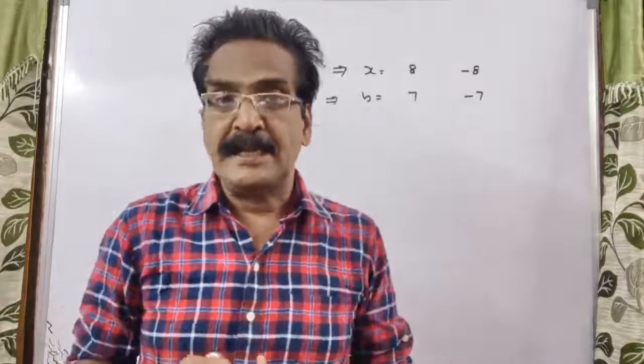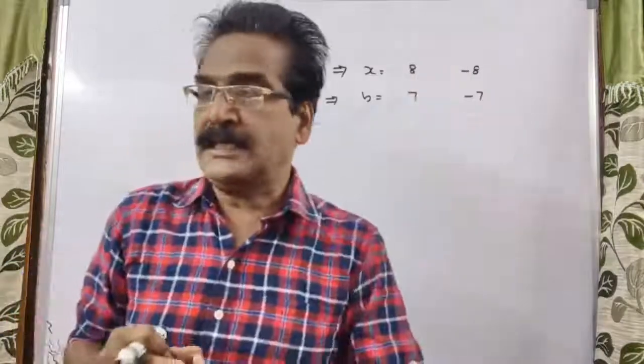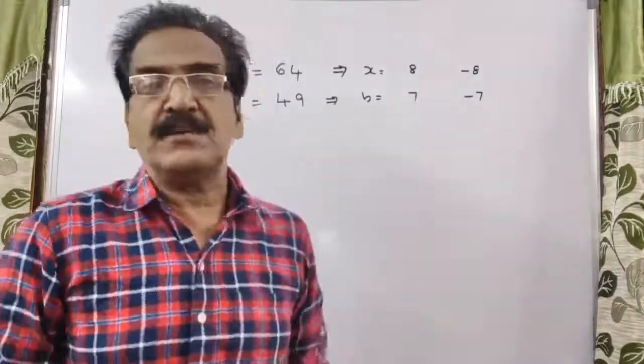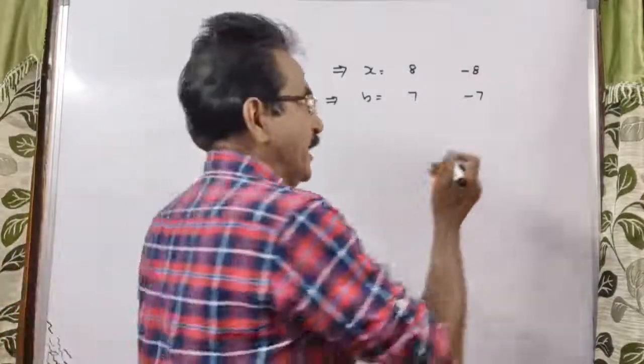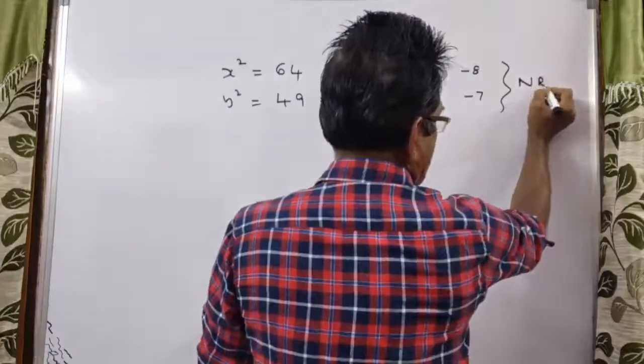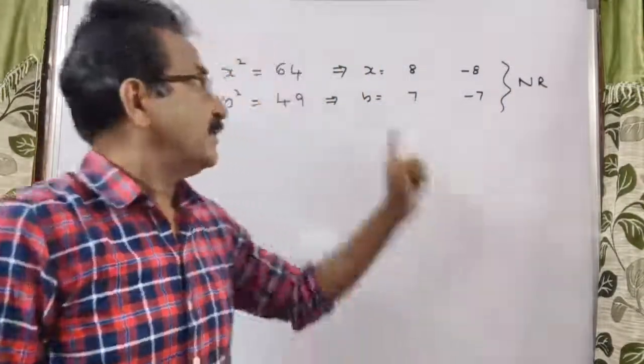So one time x greater than y, one time x less than y. It cannot be. So we can't establish any relation between x and y. For this question, your answer is no relation can be established. This is the first question.